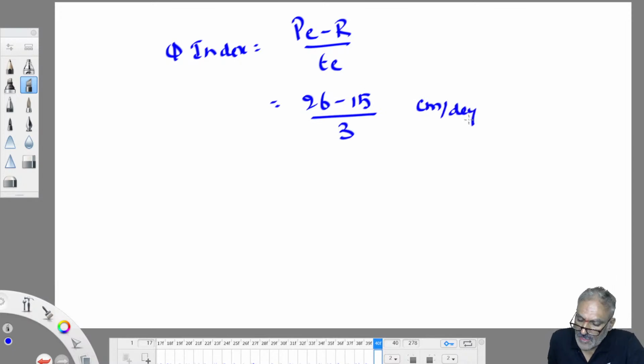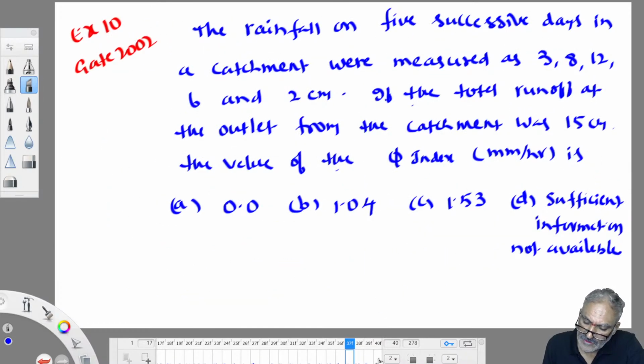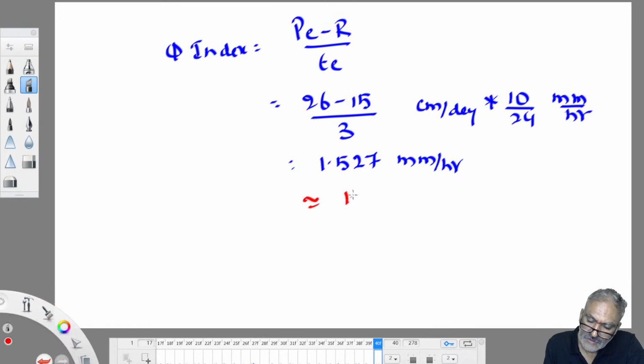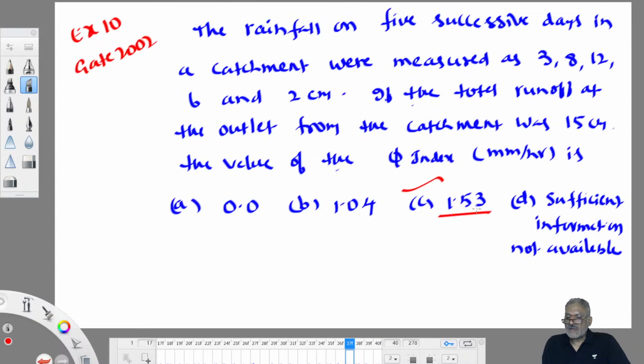centimeter per day, but the answer you have been asked to express in mm per hour. To convert this into mm, 10, and days into hours by 24. If you multiply this with 10 and you divide by 24, then you will get this in mm per hour, 1.527. So I got 1.527. Let us see the options given there are 1.53. So it is rounded to 1.53. This was the option. So this is given in the question, 1.53.